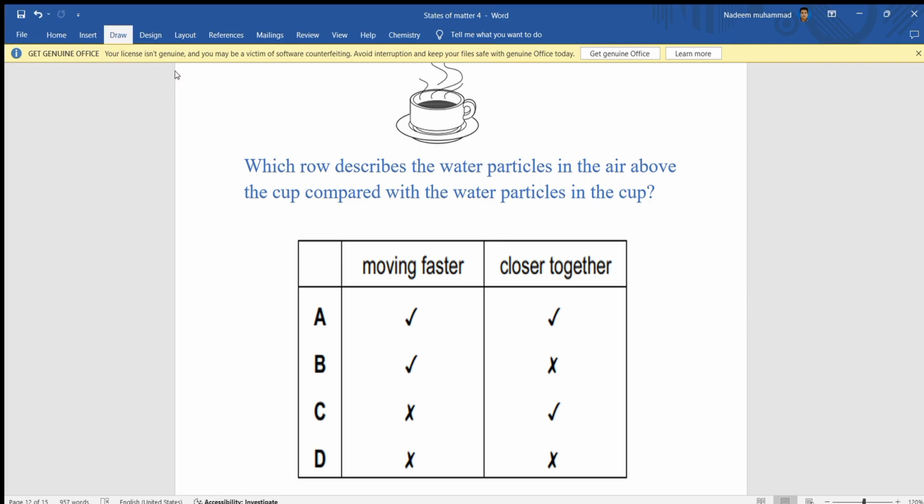So, A is that they are moving faster, but they are closer, which cannot happen because particles cannot be closer together if they are moving faster. B is they are moving faster but they are not close together. So correct option is B, because they are moving faster and they are not close together. C and D are that they are not moving faster. So in a gas, the particles must be moving faster.